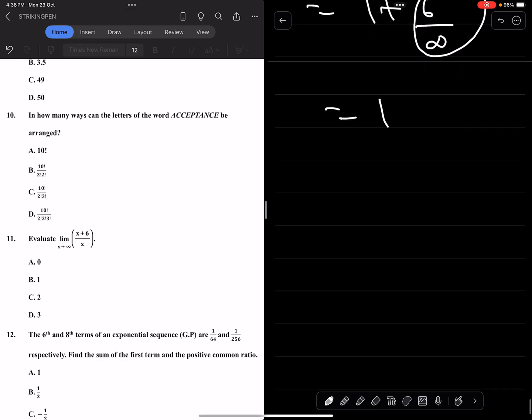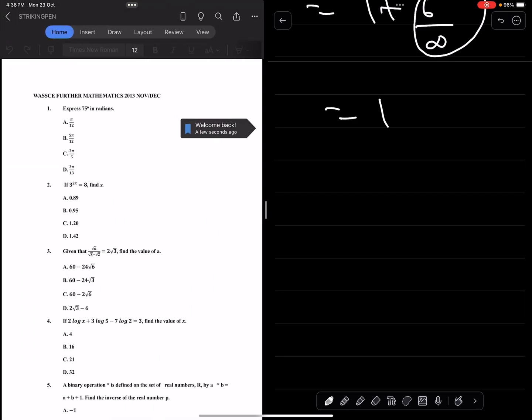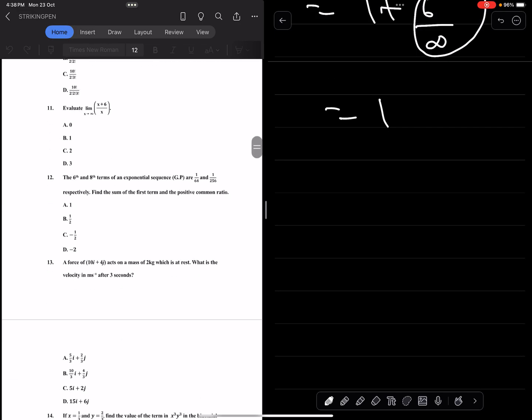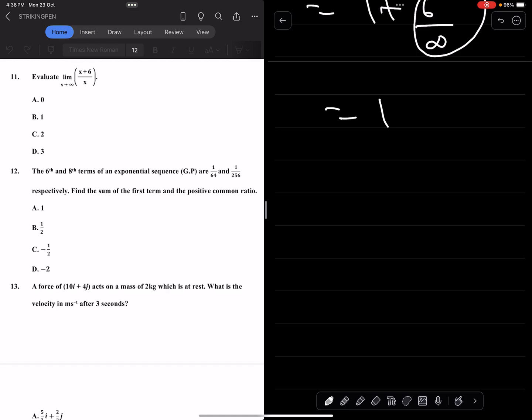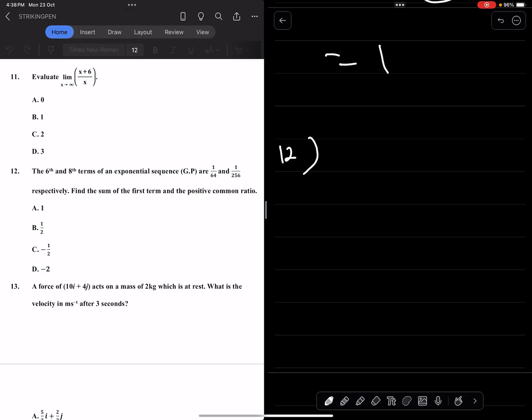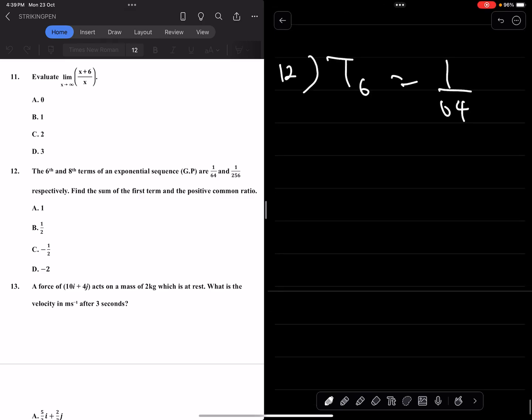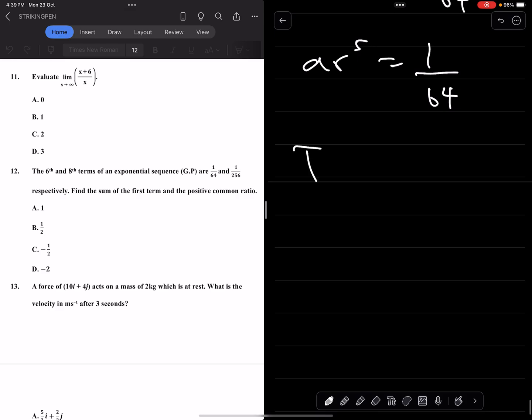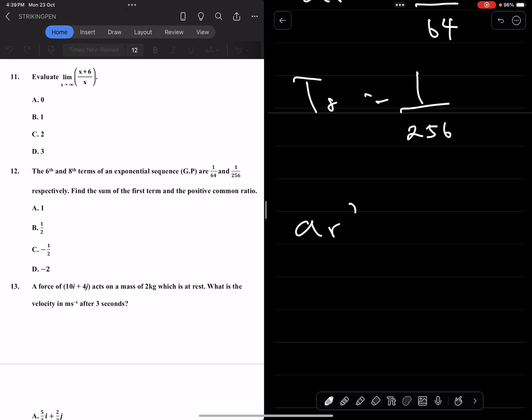So the correct option is B. And now we go straight to the next, which is number 12. The 6th and 8th terms of an exponential sequence GP are 1 over 64 and 1 over 256 respectively. T6 is 1 over 64. That simply means AR raised to the power 5 is equal to 1 over 64. And T8 is 1 over 256. That simply means AR raised to the power 7 is 1 all over 256.